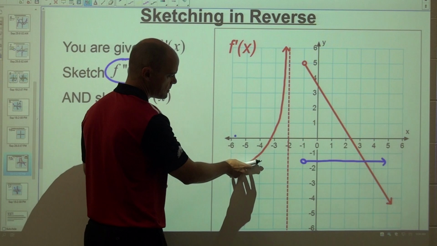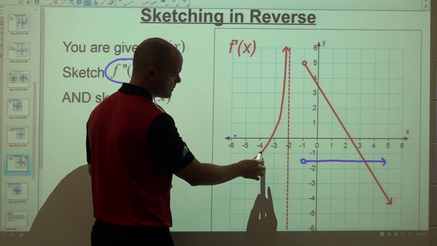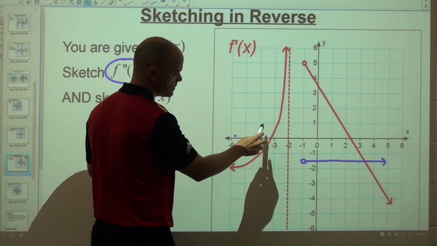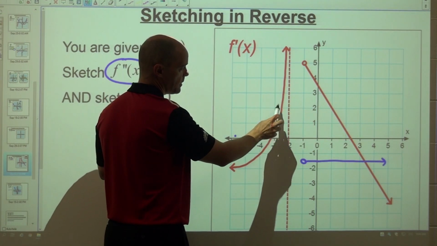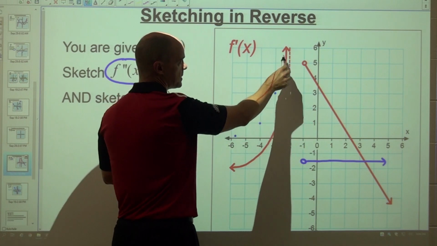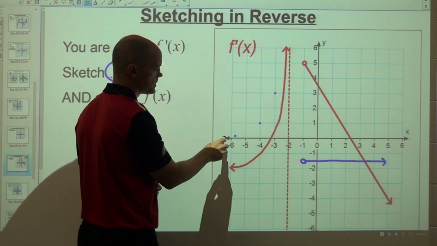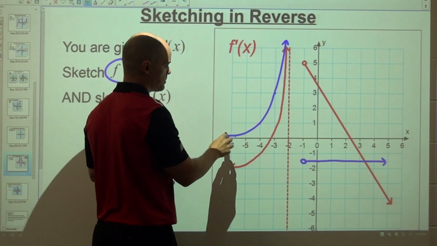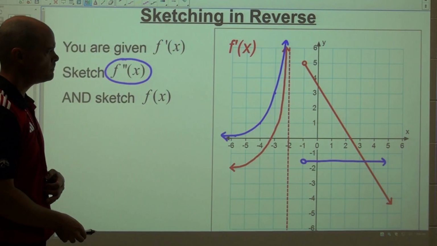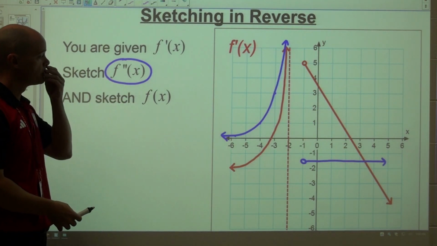And then I'm slowly increasing, maybe at negative 4, I'm at about 1. And then maybe at negative 3, I'm getting really steep now, up here somewhere. And this is just getting steeper and steeper. So it's almost the same exact curve. Looks something like this, and we're just going to approach the graph. So there's my second derivative.